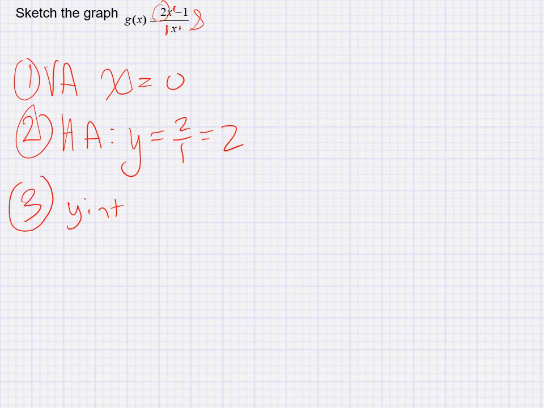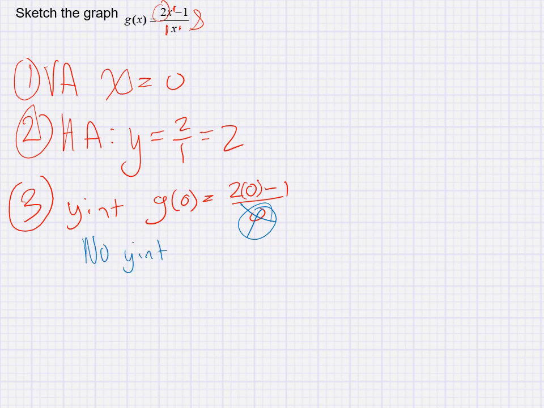Find f, or in this case g, of 0. Well, that'll be 2 times 0 minus 1 over 0. Notice, you're dividing by 0. You can't do that. So there is no y-intercept.